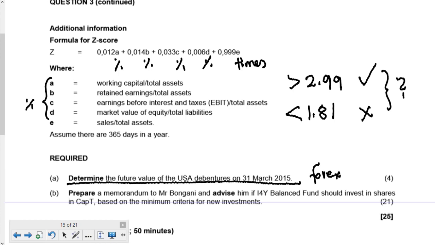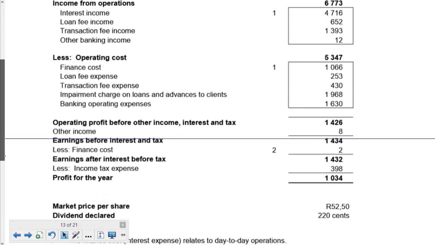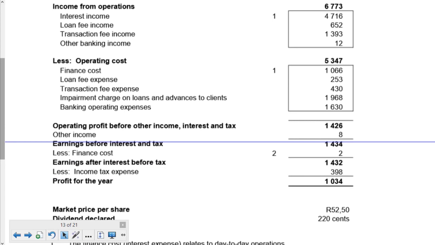Remember I said to you when we did ratios that we make adjustments for goodwill and for unusual items. I didn't see any when I was looking here. They've got intangibles, but it's not goodwill, so it could be a license or a trademark. They don't have any unusual stuff in their P&L. There is an impairment charge for loans to clients, but that's normal for a bank. We're not impairing PPE. For a bank, that's like your bad debts.